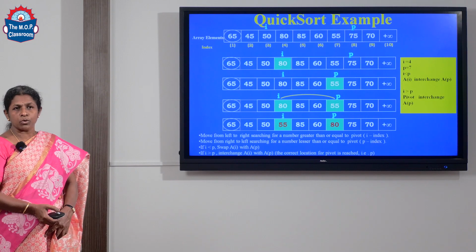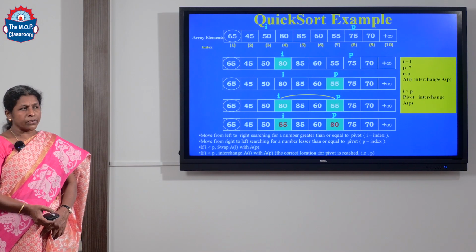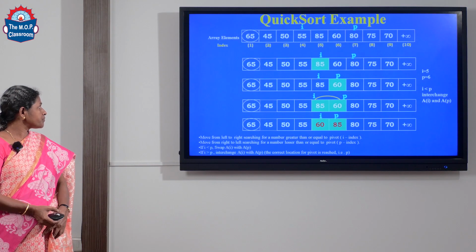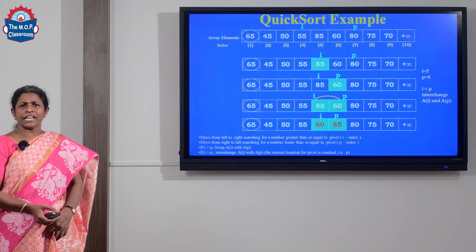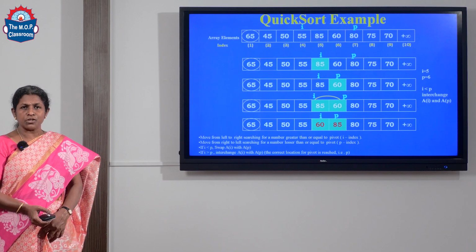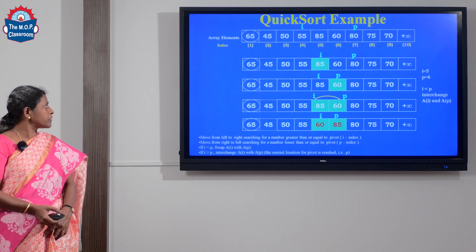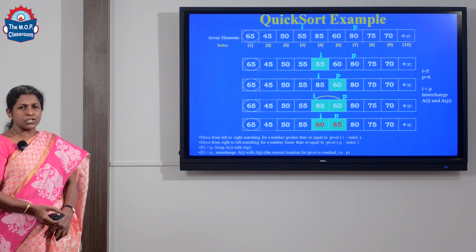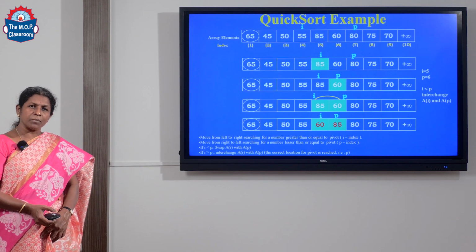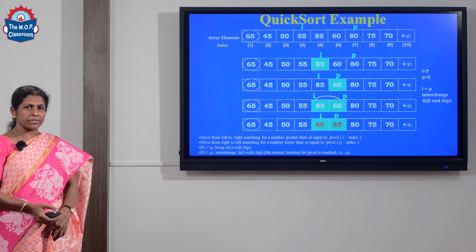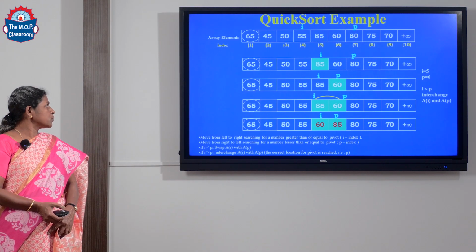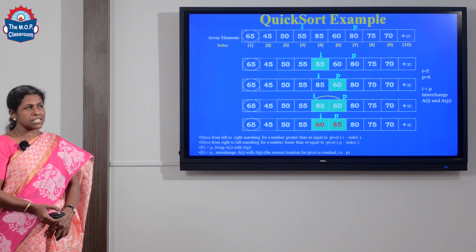So, 85 goes to the place of 55, 55 goes to the place of 80. Once again repeat the same process. I am going to scan from left to right searching for a number which is going to be greater than 65. If you see here, 85 is greater than 65, and once you have got it, scan for a number which is less than 65. From which side are you going to scan? From right to left. When you do that, you encounter 60, which is less than 65.